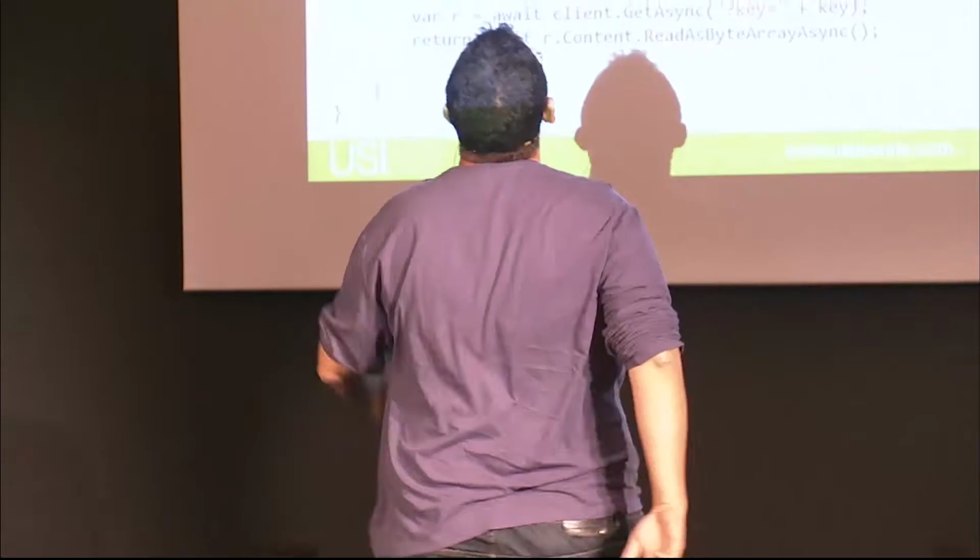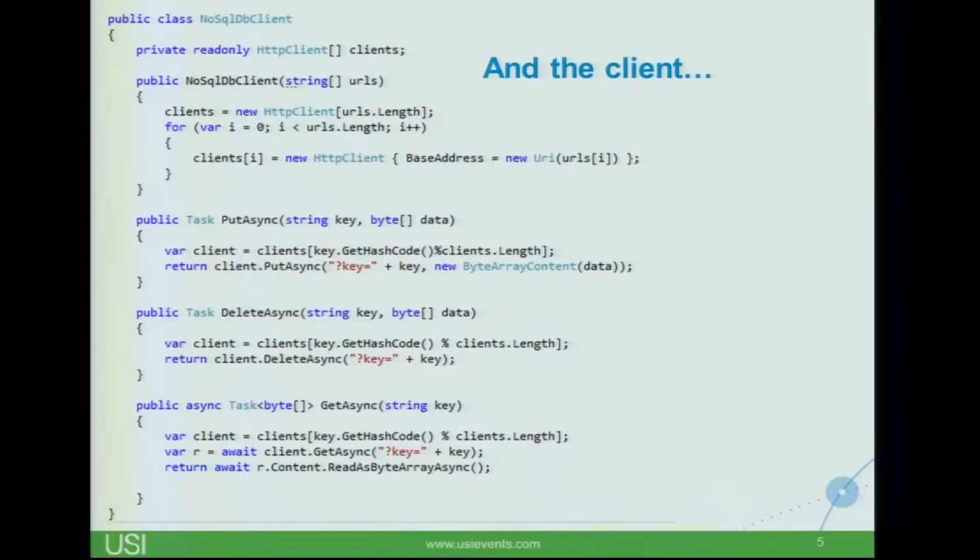So look at this. We start here. We get a list of URLs, and we just create HTTP clients for those URLs. Whenever we make a request, we get the key, get the hash code, modulus the length. So based on the number of clients that we have, we decide which client you're going to go to based on the key. Based on that, we make the request. So what is this code doing again?